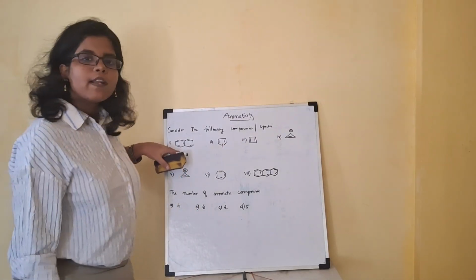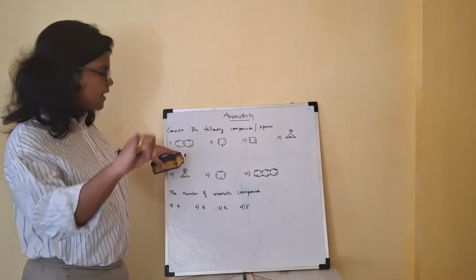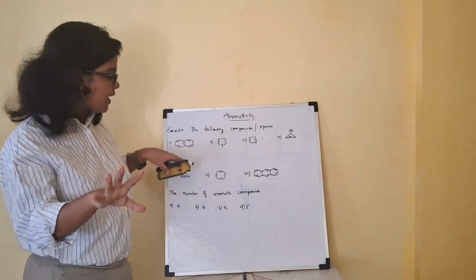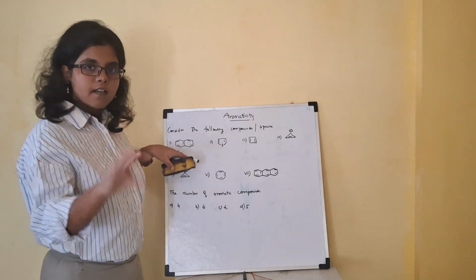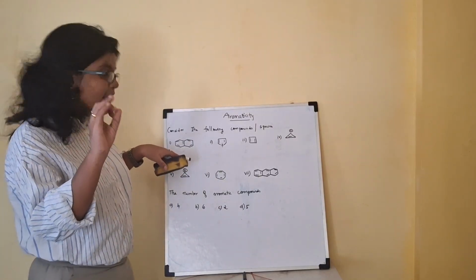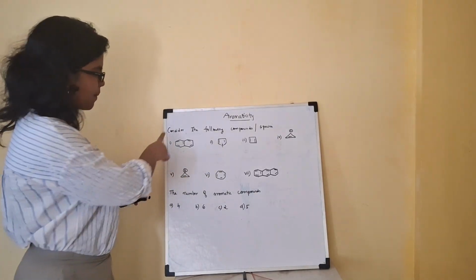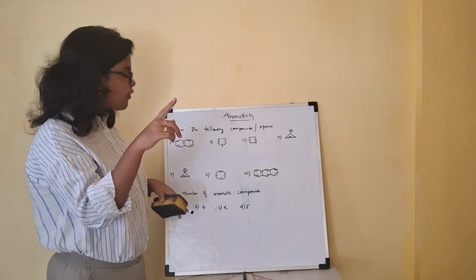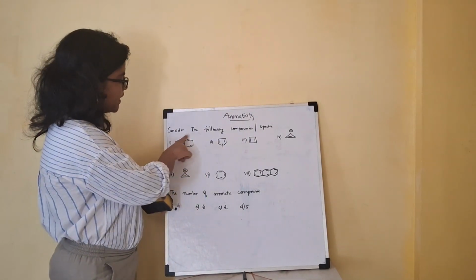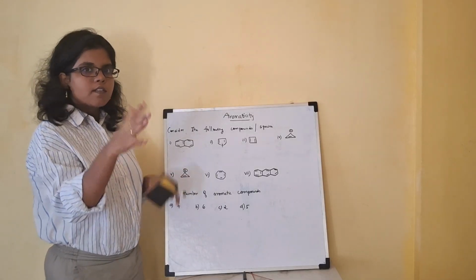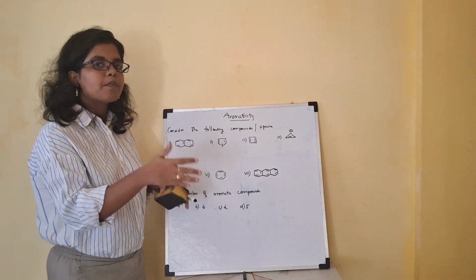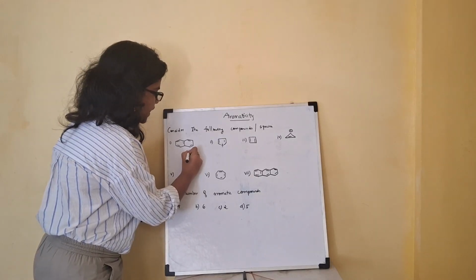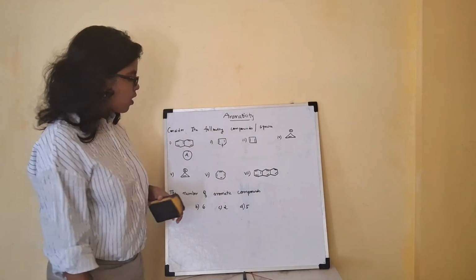So the first one is naphthalene. It is cyclic. It is planar with all carbon atoms being sp2 hybridized, and then there is delocalization of pi electrons. There is complete delocalization, and then you check if it obeys Huckel's rule. Yes, it is having 10 pi electrons, which fits under the 4n plus 2 number of pi electrons. So naphthalene is an aromatic compound.